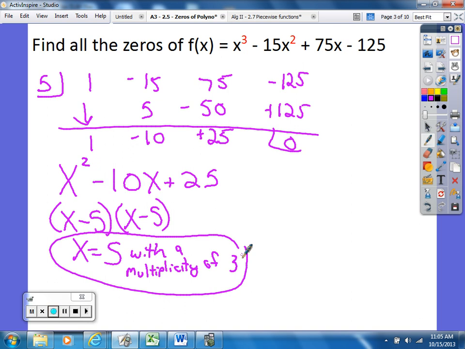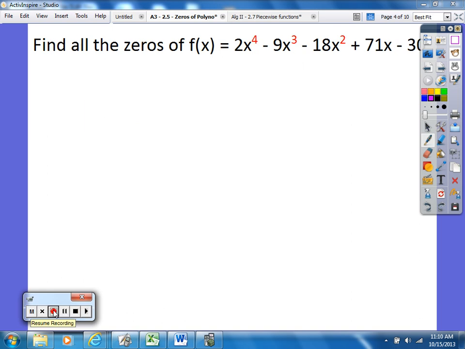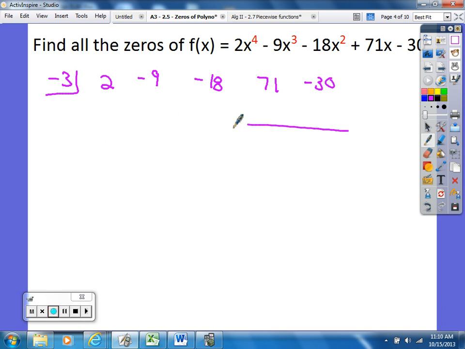All right. So while you guys are working on this one problem, I'm actually going to start it up here. Because I'm walking around, it looks like most of you are understanding. I'm going to start with negative 3: 2, negative 9, 18, 71, negative 30. 2. Well, where did you learn this first? You did, yeah.